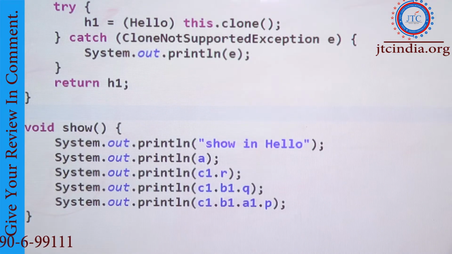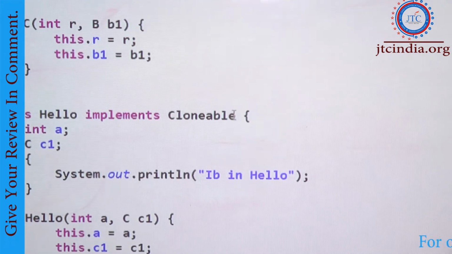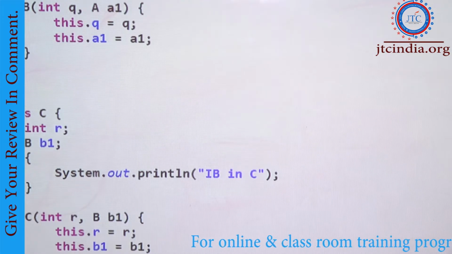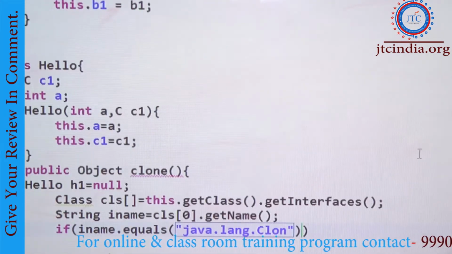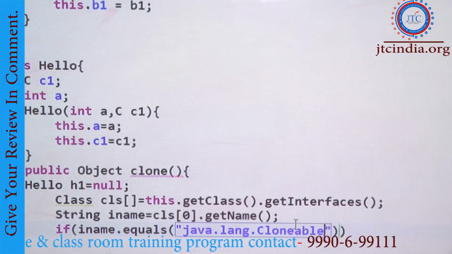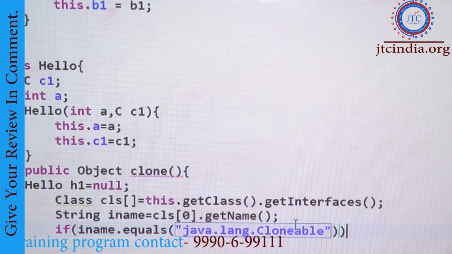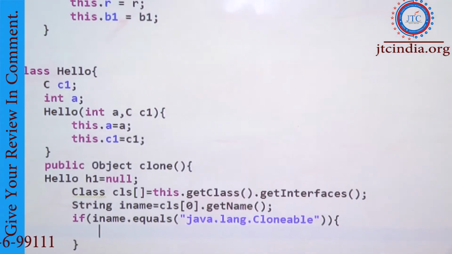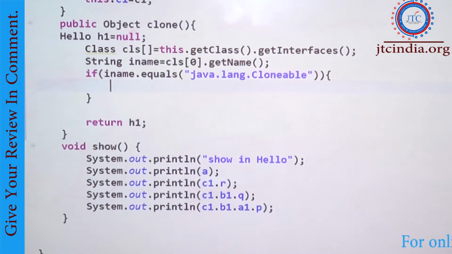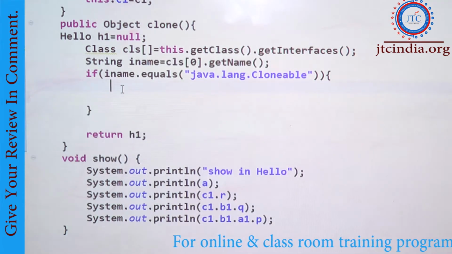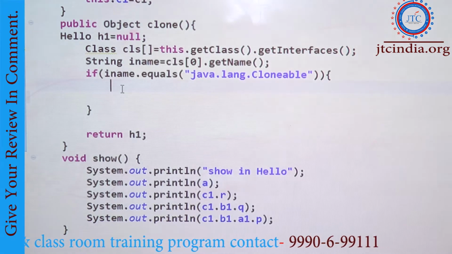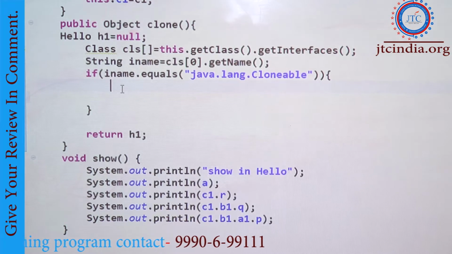What I am taking now? Cloneable interface. So first we are checking whether that class is implementing the Cloneable interface or not. So here now I am writing it clearly, Cloneable interface, is it implementing or not. When it is implementing, if i name is equal to java dot equals of java.lang dot Cloneable interface inside this now. So what is the next now inside this? What is that next we need to again write inside this?